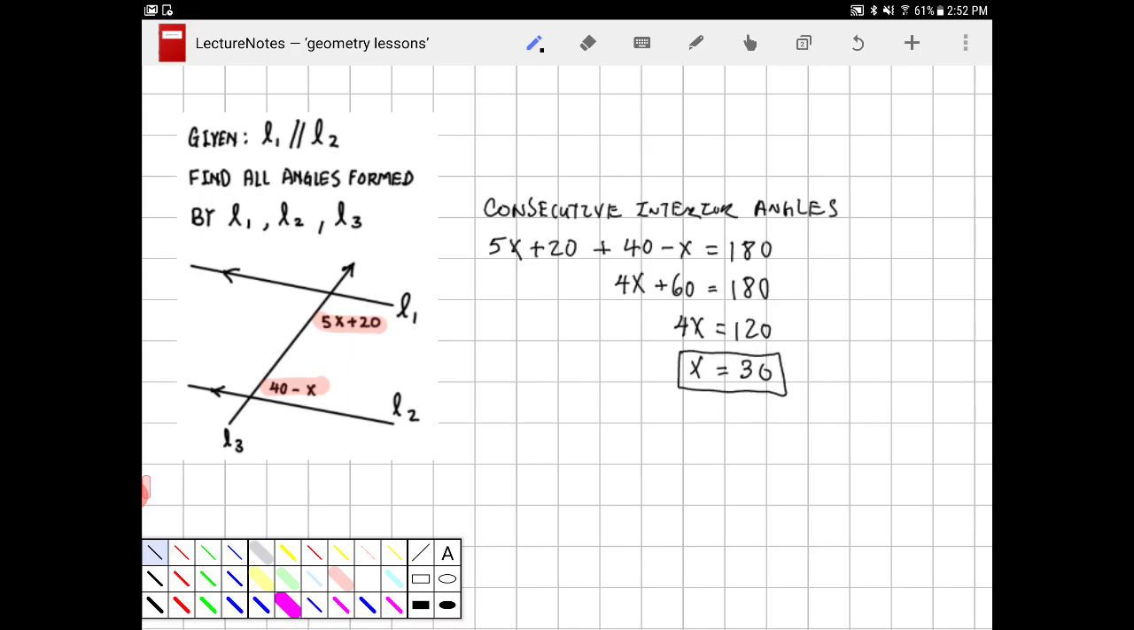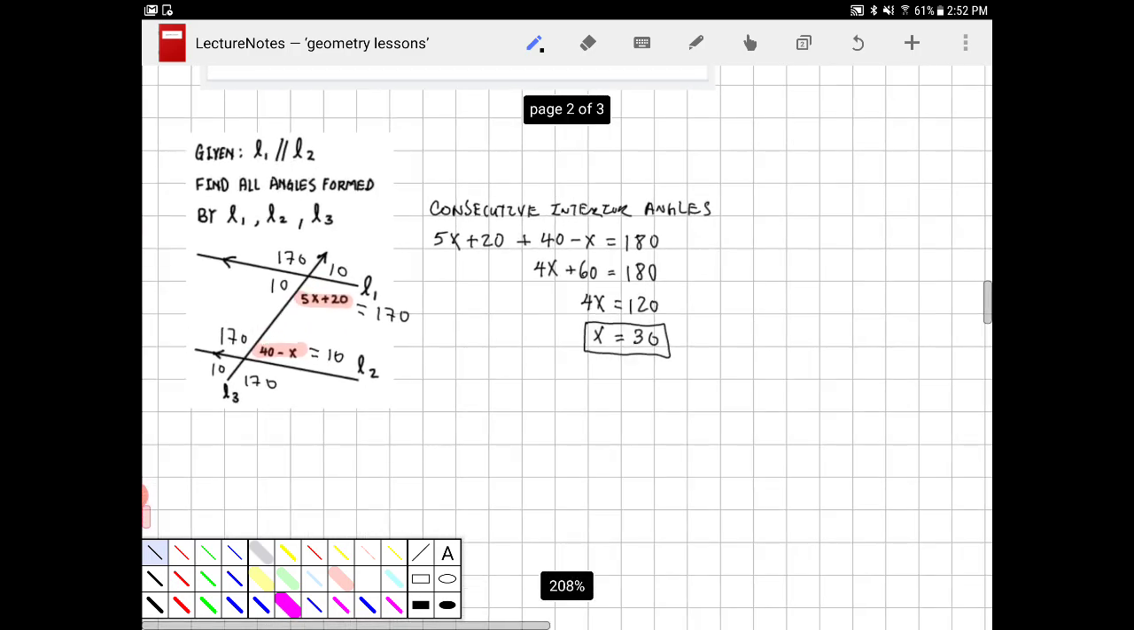We need to find all the different angle measures here. If x is equal to 30, then this angle over here is equal to 10, and this angle over here is equal to 170. This is not drawn to scale by any means. Then, recognizing corresponding angles as well as alternate interior and alternate exterior angles, we can easily fill in all the missing angles. This is 170, 10, and 170. All right, let's take a look at the next problem.